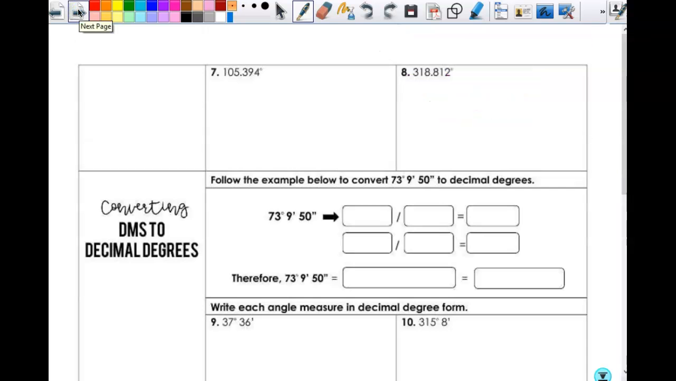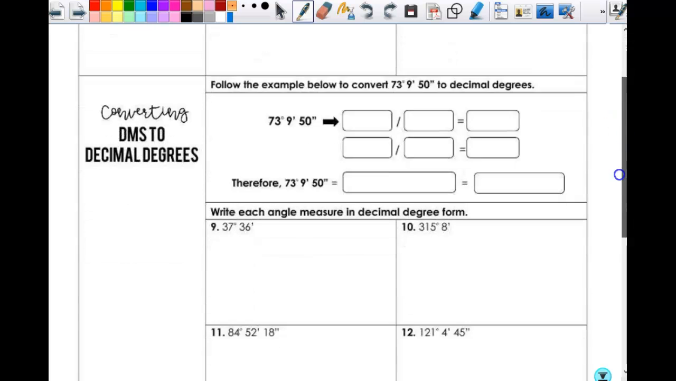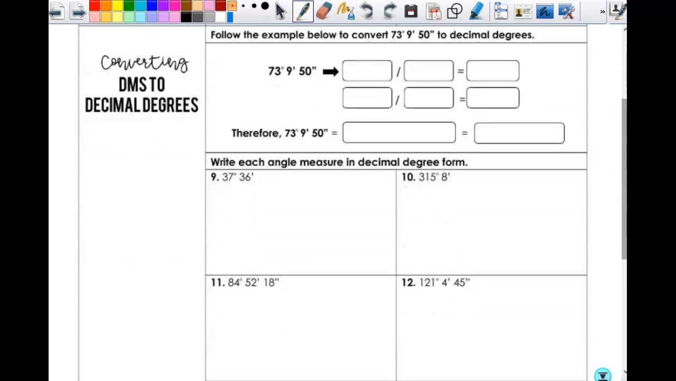Good. Okay. So now let's look at converting the other way. Most of the time, what we're going to be concerned with is converting this way, because we're going to be given the information in degrees, minutes, seconds, and we're going to have to convert it to decimals so we can actually use it. All right. So we have 73 degrees, 9 minutes, and 50 seconds. I know it's going to be 73 point something in the end. So I'm going to take that 9, and instead of multiplying it by 60, I'm going to divide it by 60.